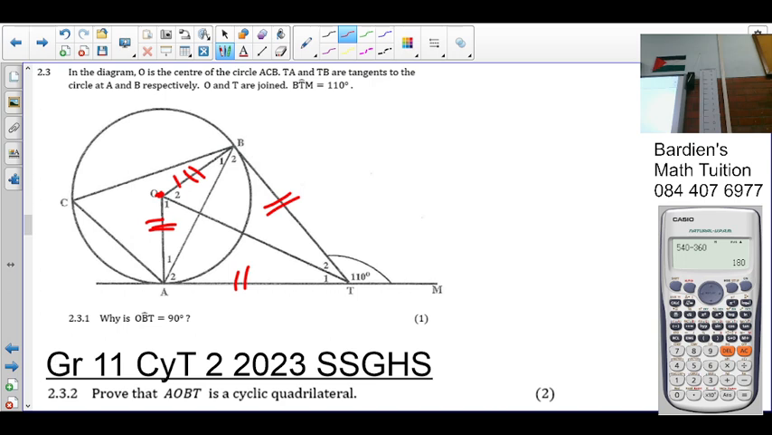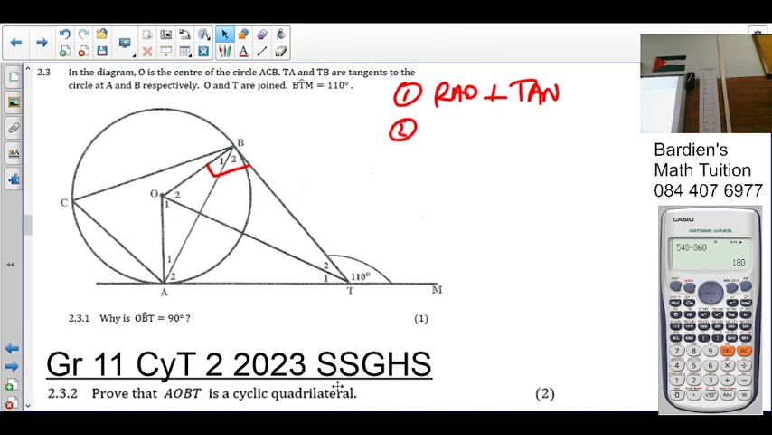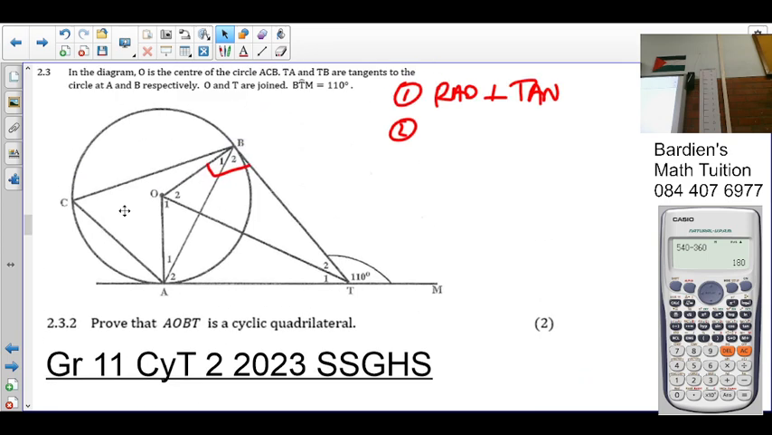Then we are told that O and T are joined. Then we are told that angle BTM is 110 degrees. The question says, why is angle OBT equal to 90? Because radius is perpendicular to tangent. Number two. In number two, they ask you to prove that OBTA is a cyclic quad.